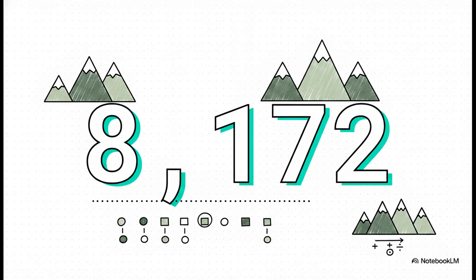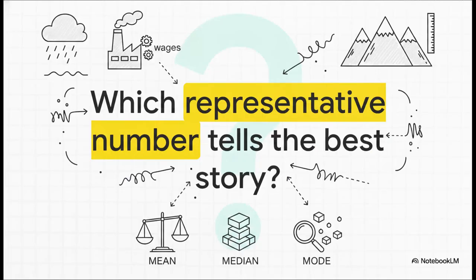Oh, and a quick side note. If we had an even number of mountains, say 8 peaks instead of 7, we would simply take the arithmetic average of the 2 middle-ranking values. Super simple. So what does this all mean for you?